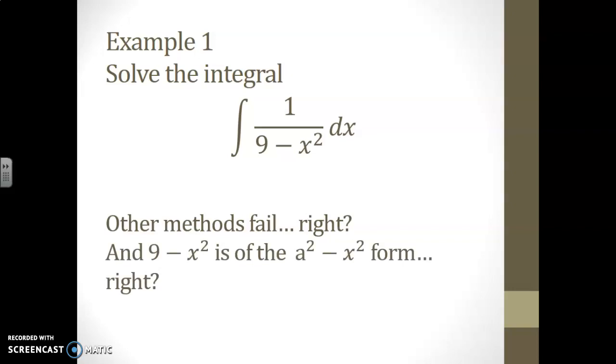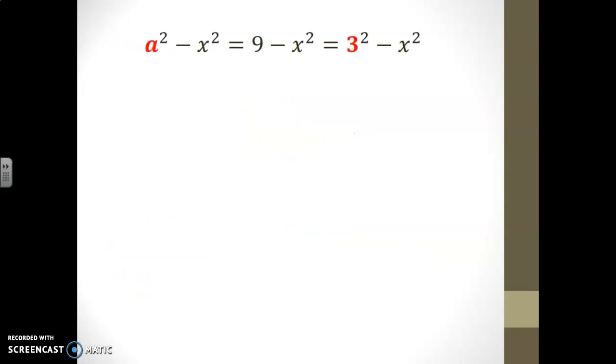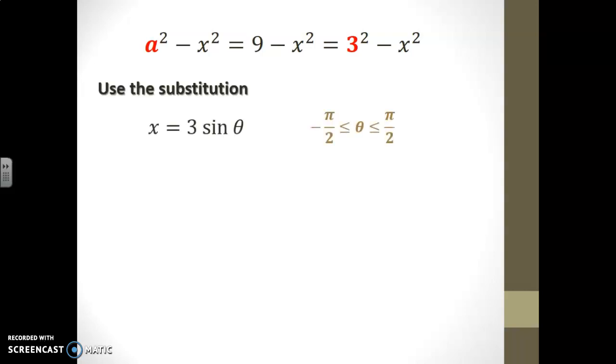9 minus x squared is of the form a squared minus x squared. Therefore, if we think of a as being 3, this may appear like an expression we can apply a substitution of the trigonometric type. Let x equal a sine theta becomes x equal 3 sine theta. The corresponding dx is 3 cos theta d theta.